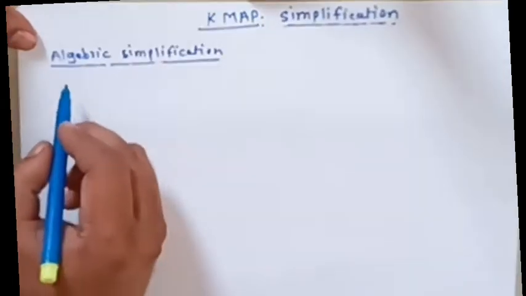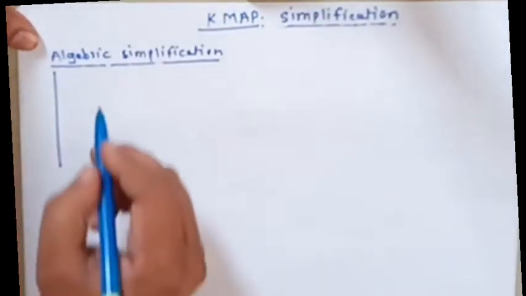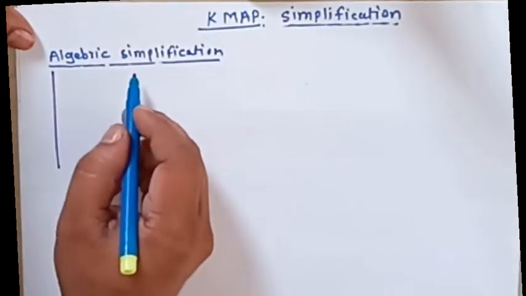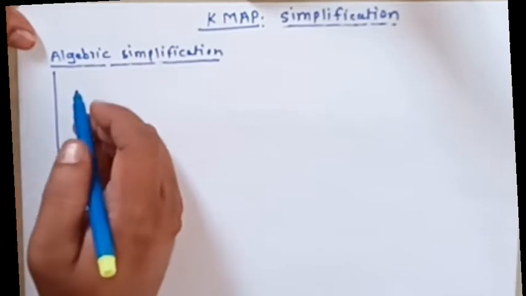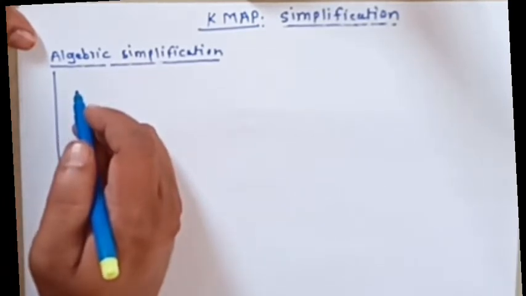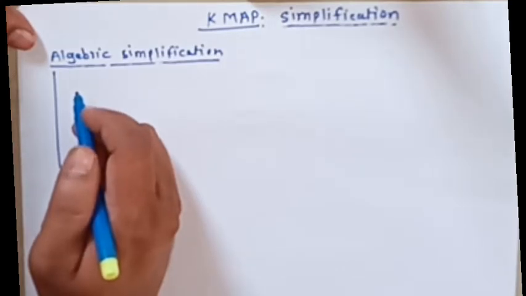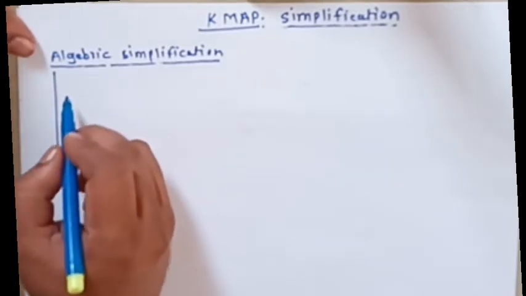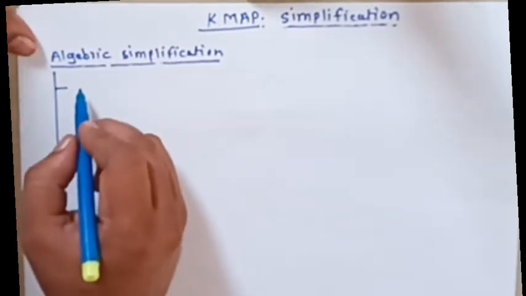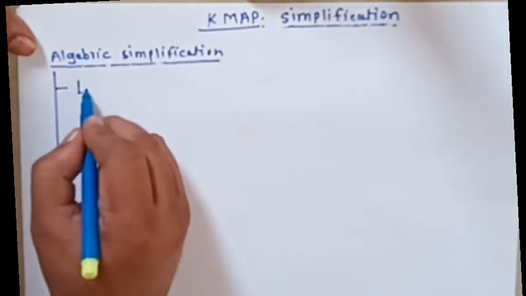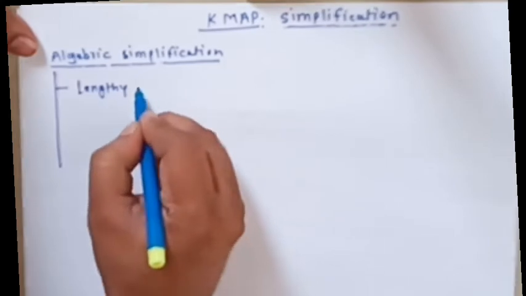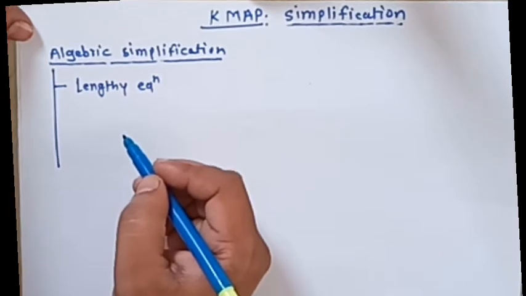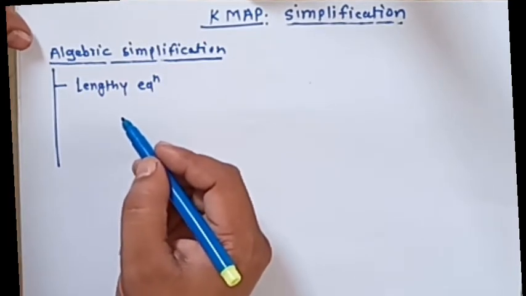Now let us see the disadvantages of this method. As we know, in the algebraic simplification method we have to take common factors. Then we have to convert the equation from non-standard form into the standard SOP form. So the first disadvantage of this method is that we have to write lengthy equations.